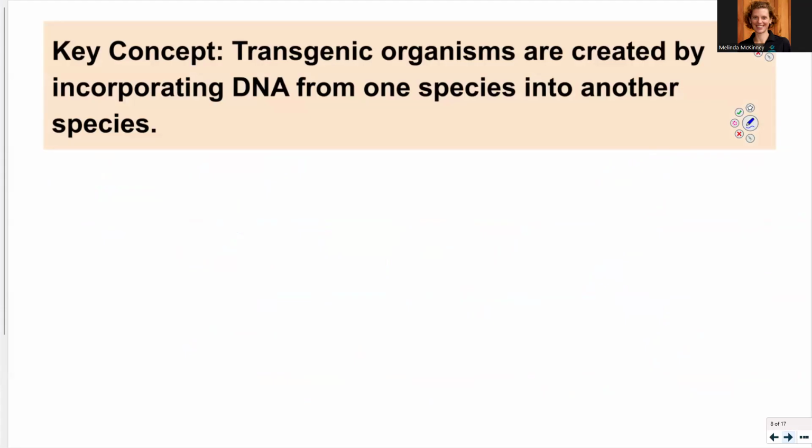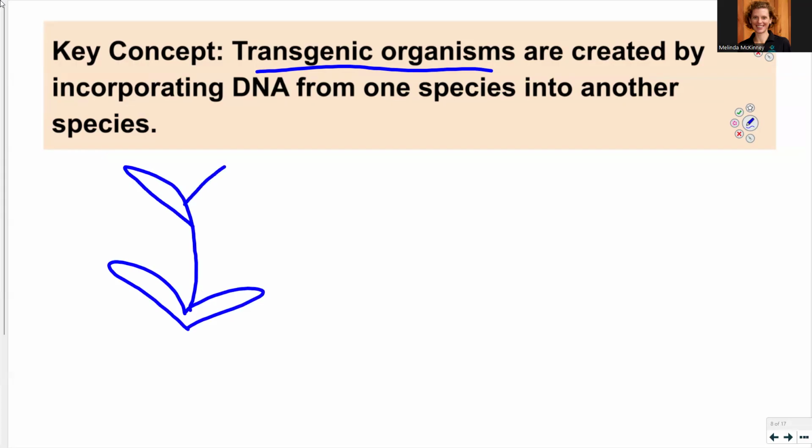Transgenic organisms, so that's related. Those are organisms that are created by incorporating DNA from one species into another. So say I've got a corn plant here, right? This is a very common example that I'll talk about later. So here's corn, right? Corn is actually modified. It's one of the most common crops in the United States, corn and soy. So it's been modified a lot.